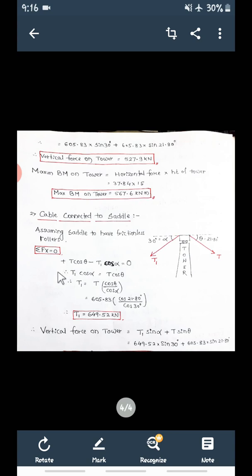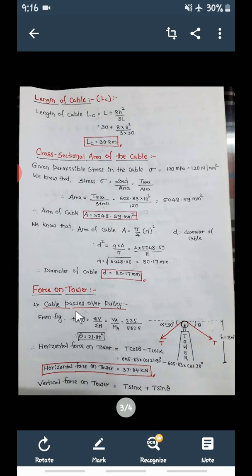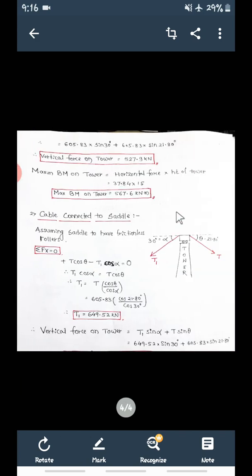So for the first condition, when the cable passes over the pulley, there will be a horizontal force on the tower, a vertical force on the tower, and a bending moment at the bottom of the tower. These three things will be there for the first condition.